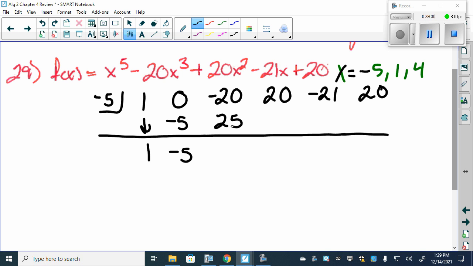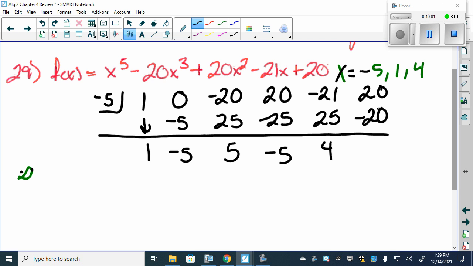-20 plus 25 is going to give us 5. -5 times 5 is going to give us -25. And 20 plus -25 will be -5. -5 times -5 is going to give us positive 25. -21 plus 25 is 4. And negative 5 times positive 4 is going to give us negative 20. And 20 plus negative 20 would give us 0. Okay.